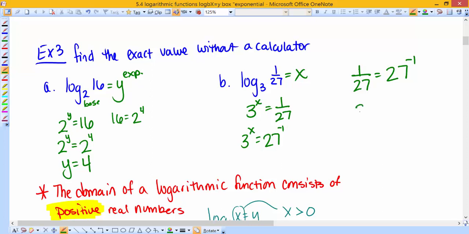Now I need to remember that 27 can be rewritten as 3 cubed. I'm not teaching you all this multiplication stuff here. This is the stuff that I expect you to be able to do. So I have 3 to the x equals 3 cubed, and I bring down the negative 1 that was originally here. Bases are the same. x equals negative 3. Shouldn't be too bad because you should have practiced this in 5.3's classwork.